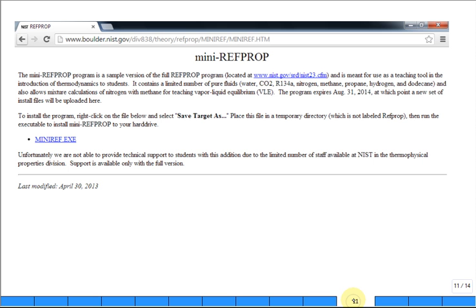If you go to the mini REFPROP, you'll see where they say, hey, you're a poor student, we'll give it to you for water, CO2, R134A, nitrogen, methane, propane, hydrogen, and dodecane. But don't call us if you have a problem. Support only available if you pay us money. But hey, you're a student and we understand. Go ahead and click and download and have fun. It'll expire every year, so you have to go back and download again.